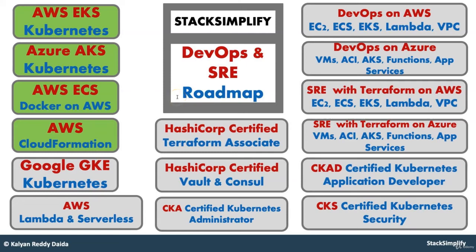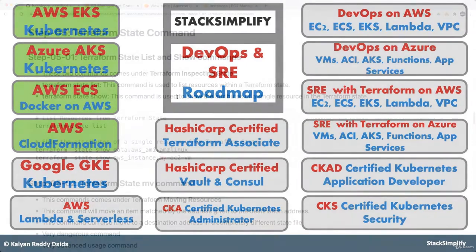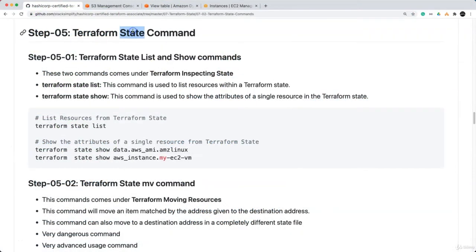Welcome back. In this lecture, we are going to understand the Terraform state command. The first things we are going to explore are the terraform state list and show commands. Terraform state list is used to list the resources within a Terraform state file, whatever is present. In addition, terraform state show is used to show the attributes of a single resource in the Terraform state.